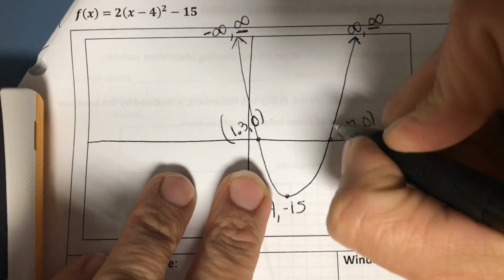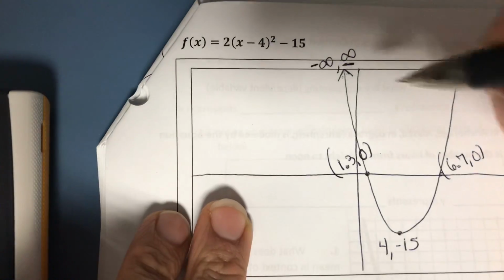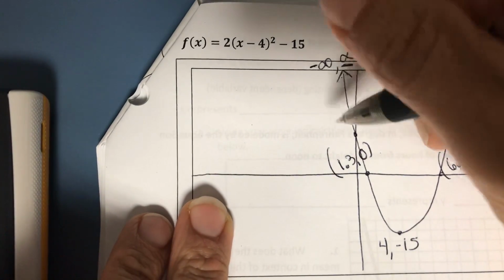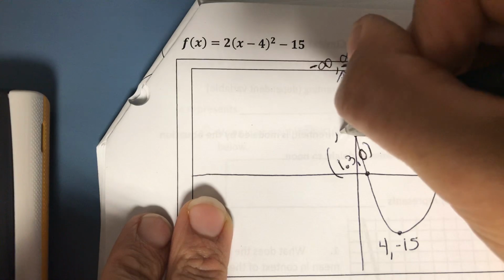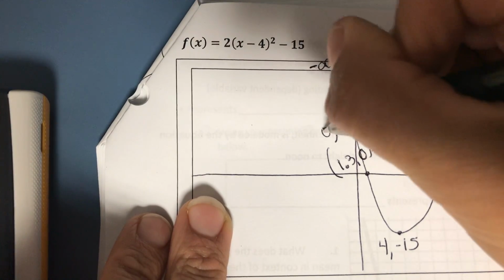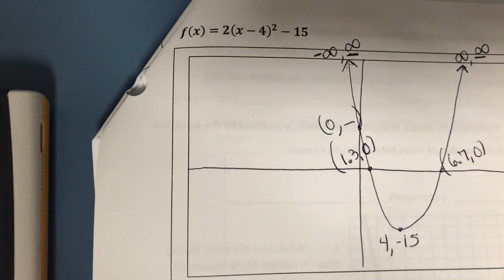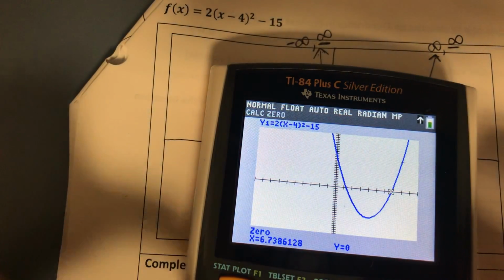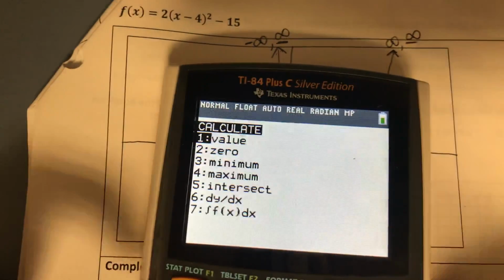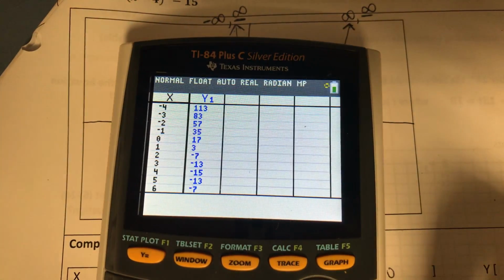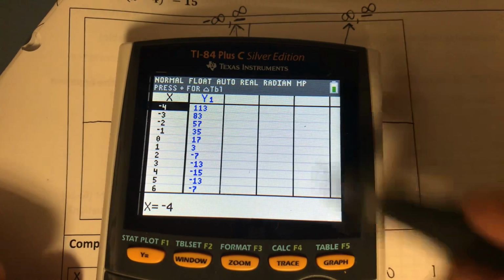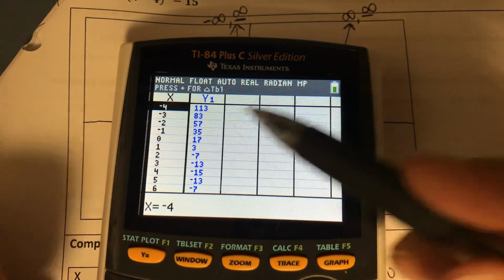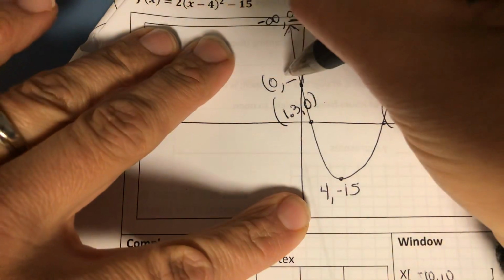All right, the only other one that I need to find is the y-intercept. Again, a y-intercept is when y is the number and x is 0. There's two ways we can do this. We can do second trace and go to value, or we can go to our table and find where x is 0. Since I'm here, I'll just use that option. It's going to be 0, 17.